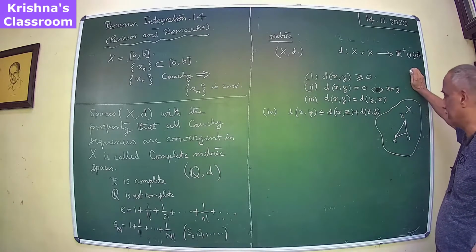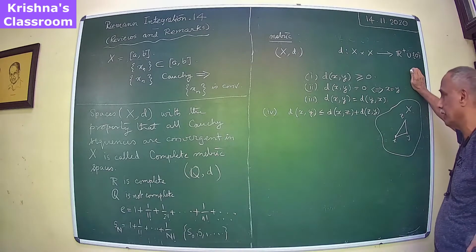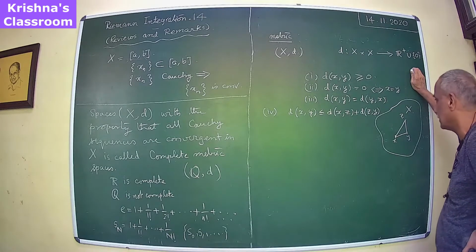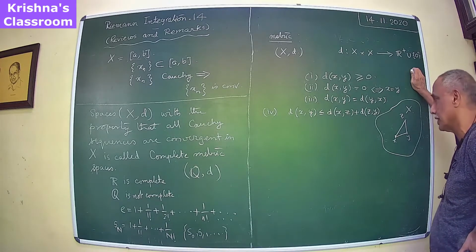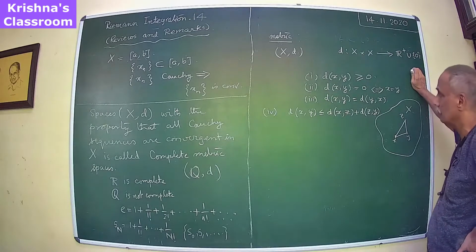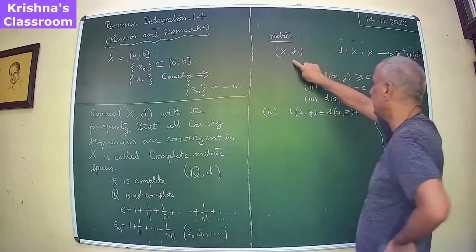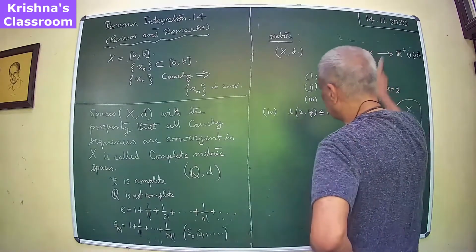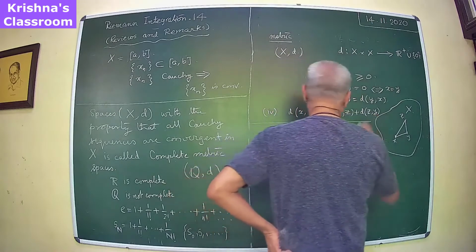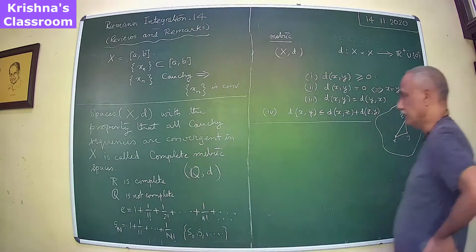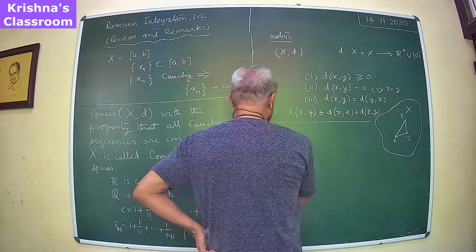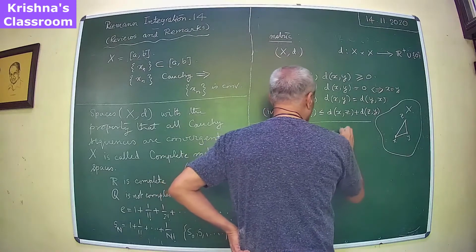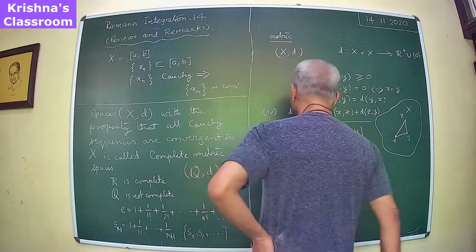And it's symmetric in the sense that the distance from x to y is the same as the distance from y to x, and the distance from x to y is less than or equal to the distance from x to z plus the distance from z to y. So if d is such a function defined on X cross X, then you say it is a distance function. Okay? And you see that R with modulus of x minus y is a distance function.